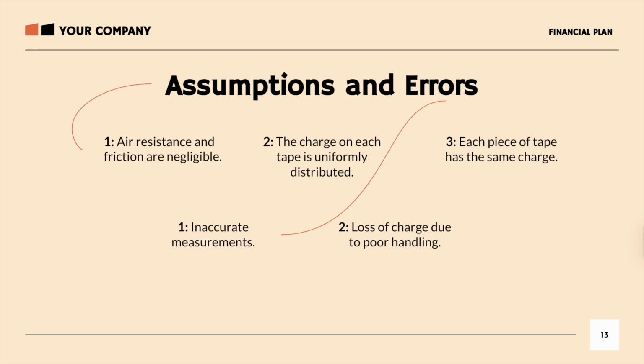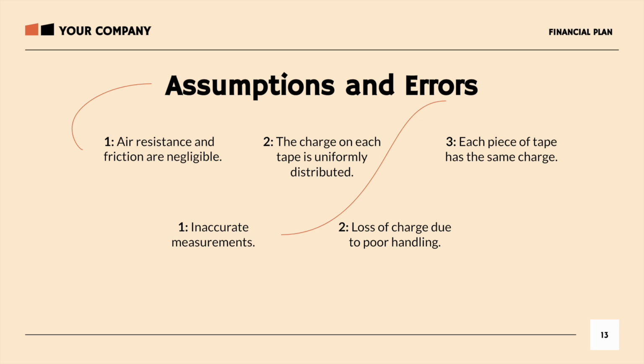So assumption 1 is that the air resistance and friction are negligible. Assumption 2 is that the charge on each tape is uniformly distributed, and assumption 3 is each piece of tape has the same charge. So obviously in real life, this would not be true, right? Because everything is not arranged absolutely perfectly due to entropy and nature.